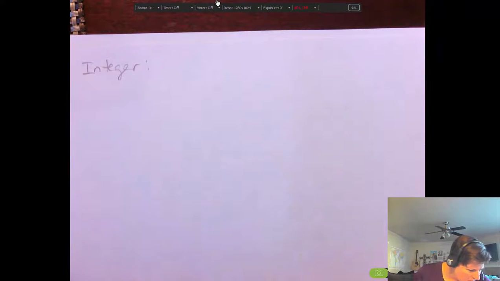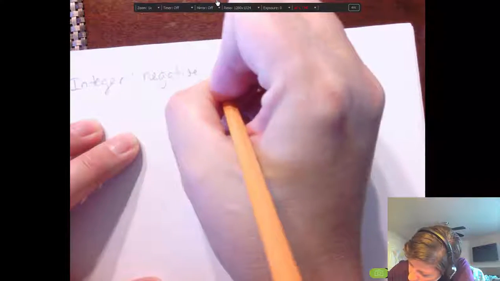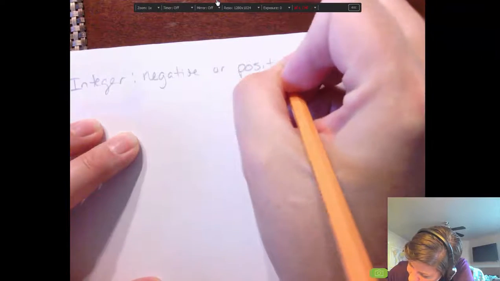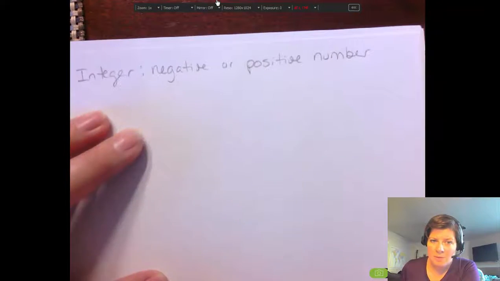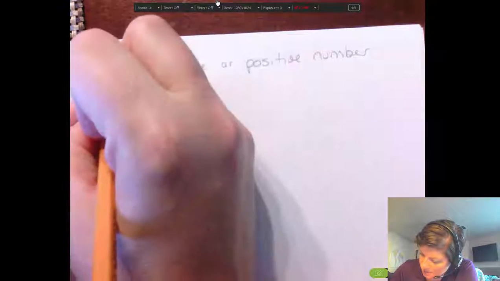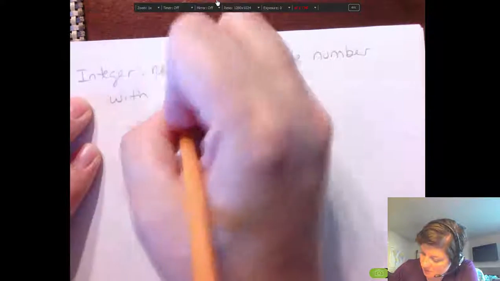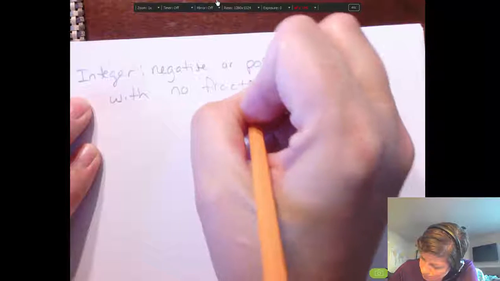I wanted to try to follow the book's definition, but I don't see their definition. Integer. I like to try to follow whatever definition you see, and I have the book open, and I thought they had a definition for integer, but I don't really see it. Okay, an integer is a negative or positive number with no fractions or decimals.